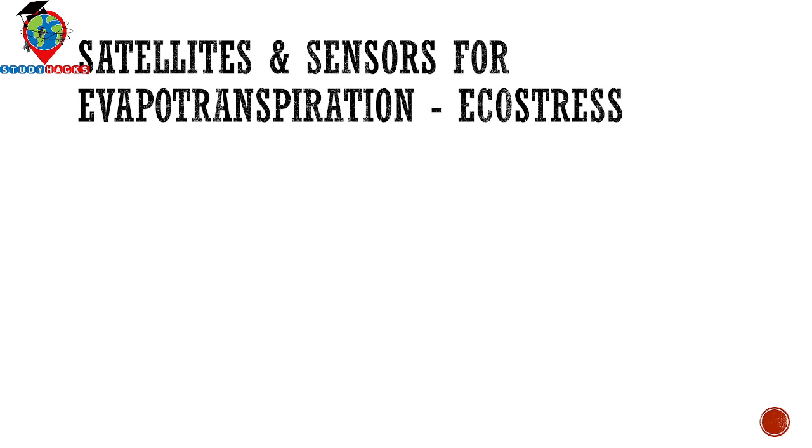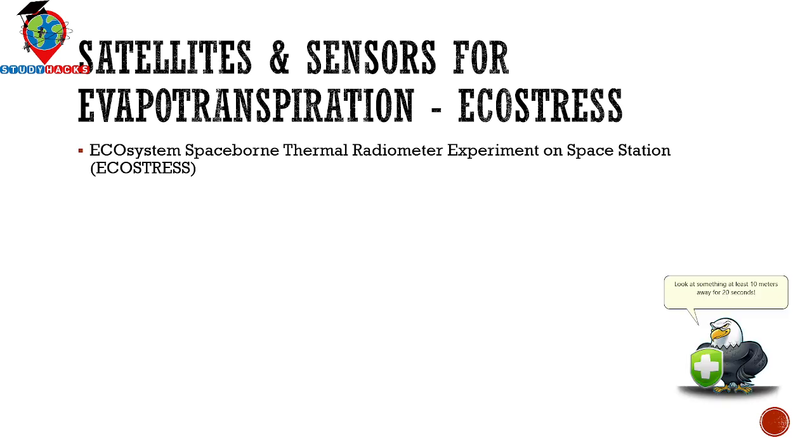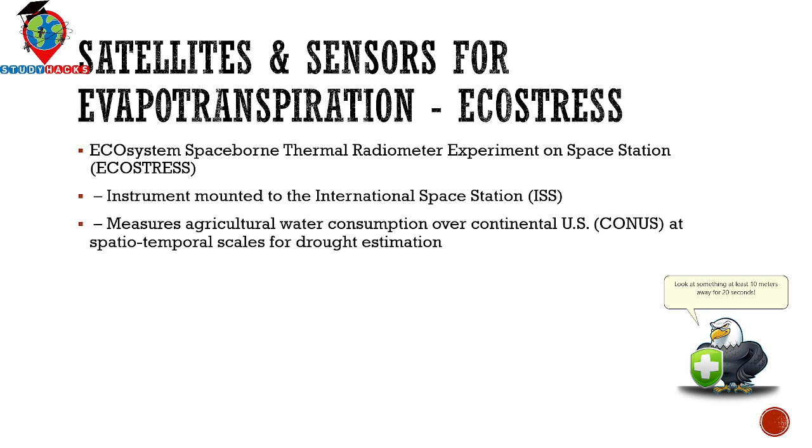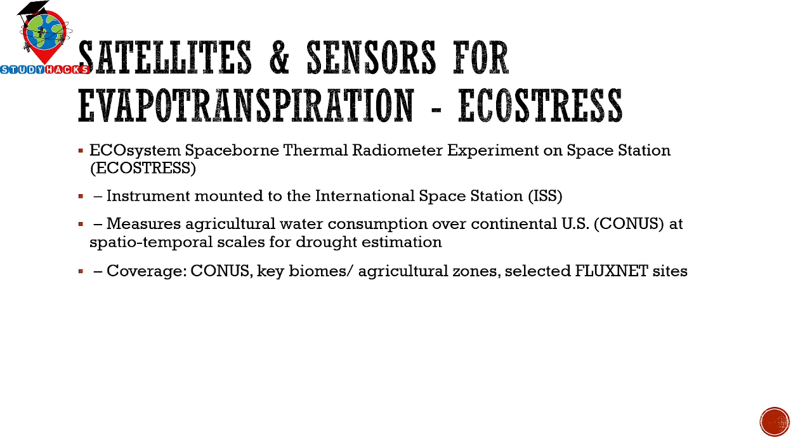Now let's talk about ECOSTRESS, and how we can use it to monitor evapotranspiration. ECOSTRESS is the Ecosystem Spaceborne Thermal Radiometer Experiment on Space Station. The ECOSTRESS instrument is mounted on the International Space Station, ISS, and measures agricultural water consumption over the continental US at a spatial and temporal scale suited to drought estimation. It covers mainly CONUS, key biomass, agricultural zones, selected FluxNet sites, etc.